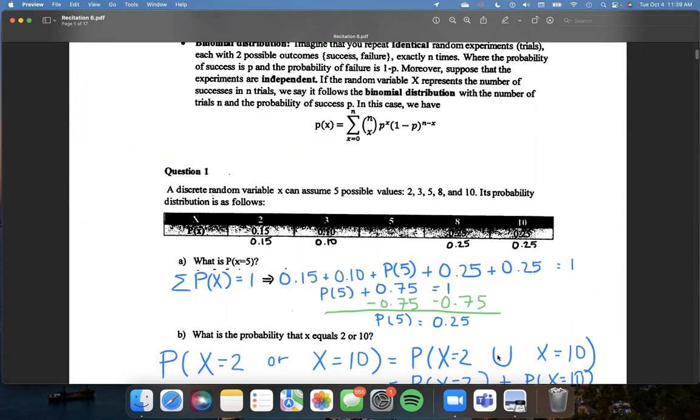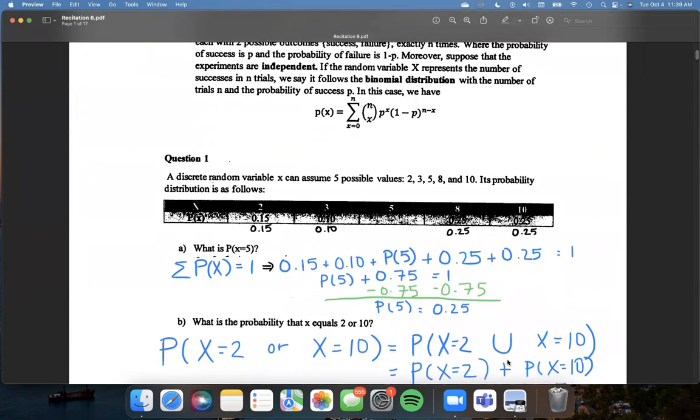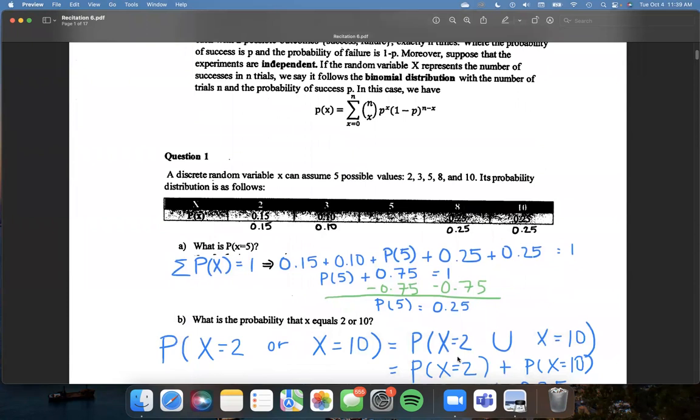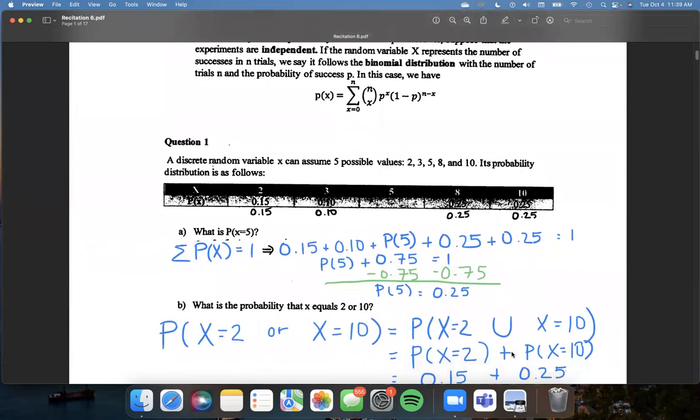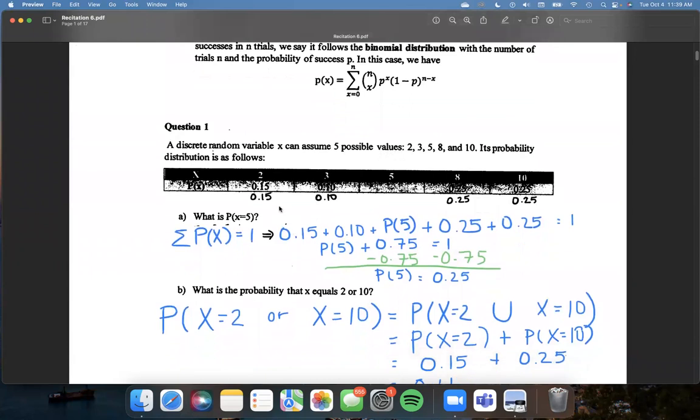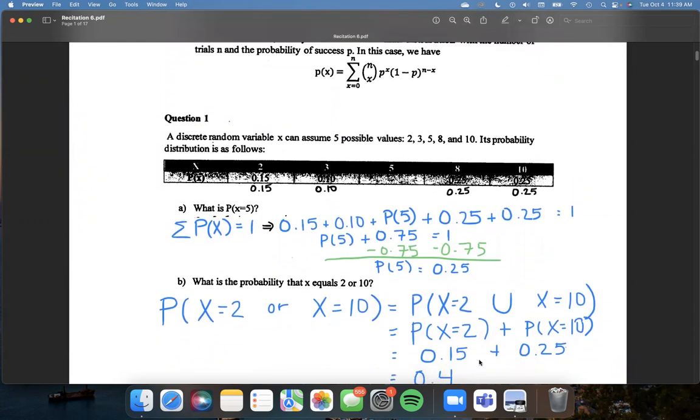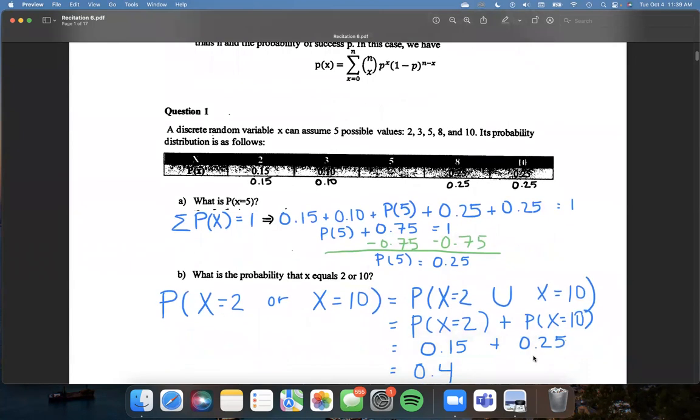And I like to think of unions as an "or," where intersections are "and." So we're in an "or" situation, so we have a union. That's going to equal the probability of x equals 2 plus the probability of x equals 10. We're given these probabilities: the probability of x equals 2 is 0.15, and for x equals 10 it is 0.25. So you add those two probabilities together, and that gives you 0.4.